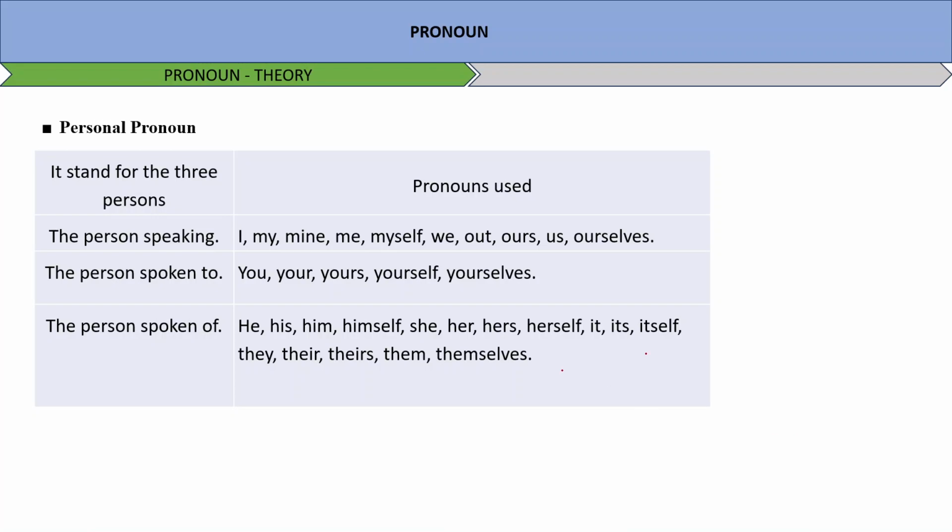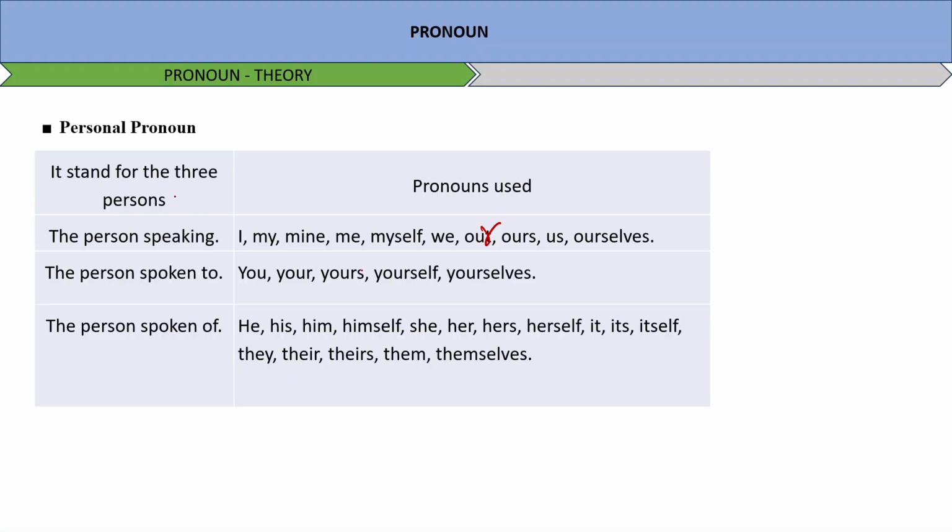I, mine, me, myself. The person speaking will always be I, my, mine, me, myself, we, our, ours, us, ourselves. The person spoken to will be you, your, yourself, yourselves. The person spoken of will be he, his, himself, she, her, herself, it, itself, they, their, them, themselves, etc. So I'll bring it to a level where I'll make it easier for you to understand.